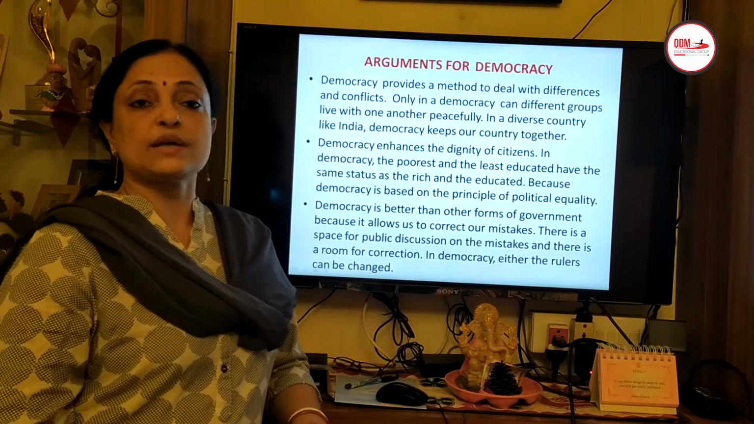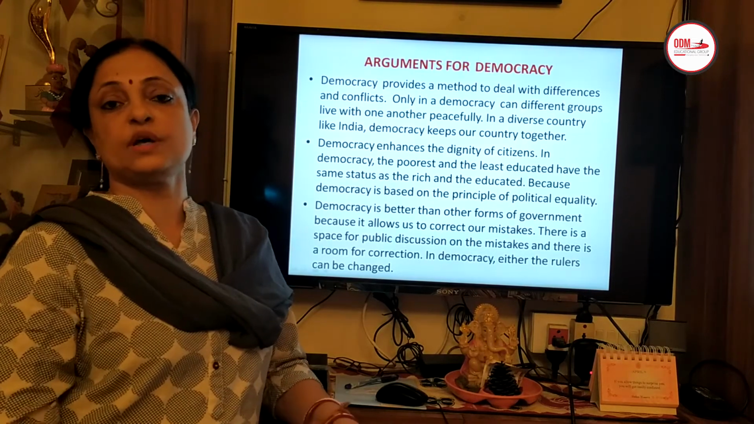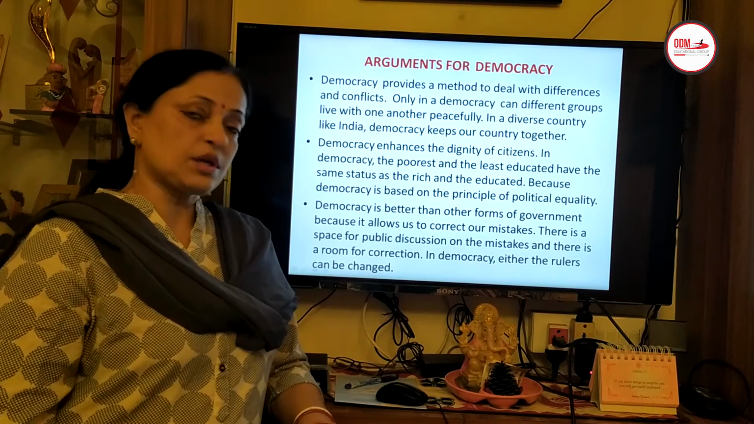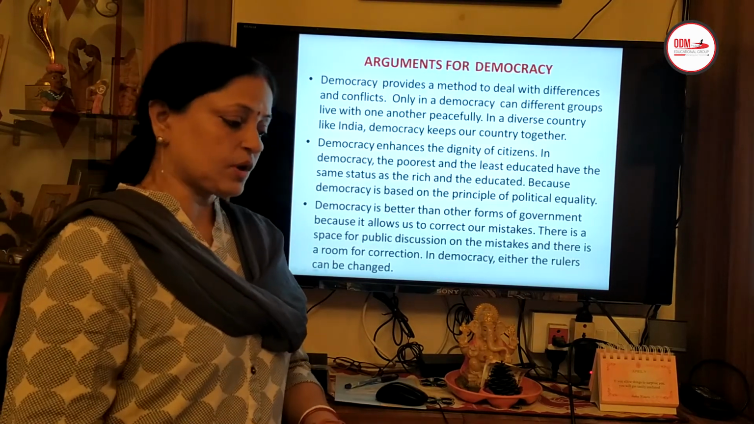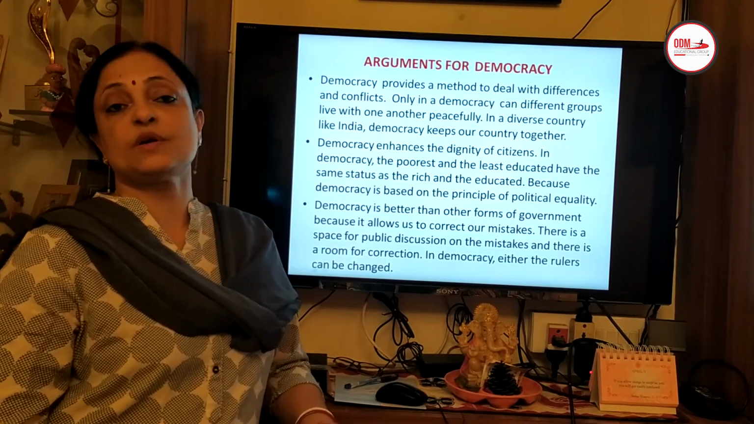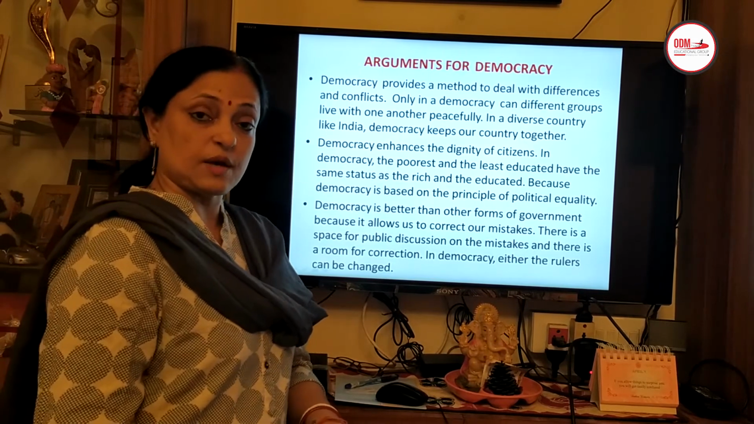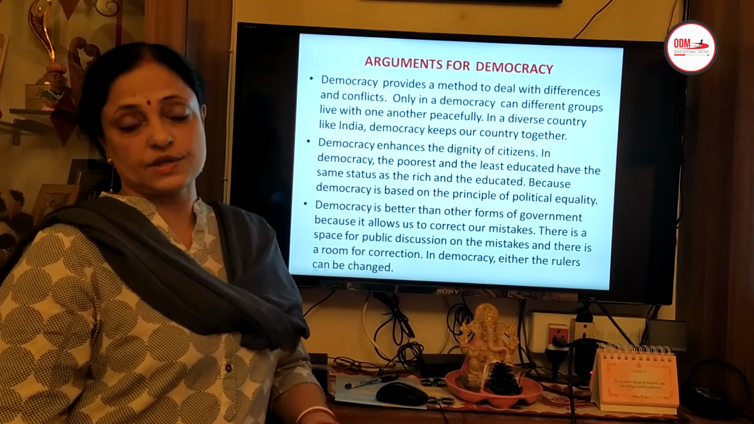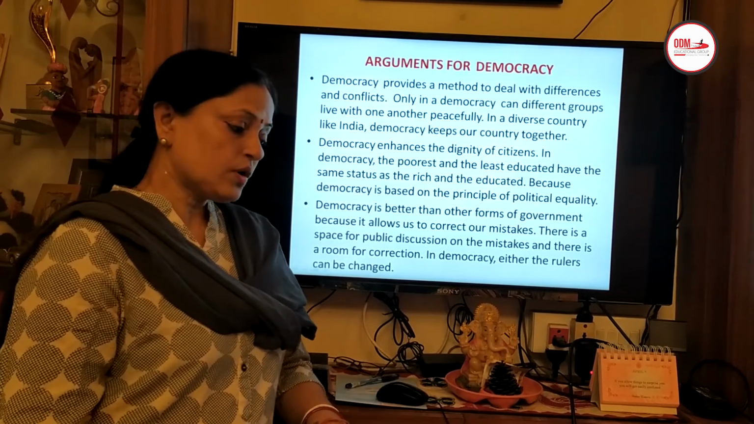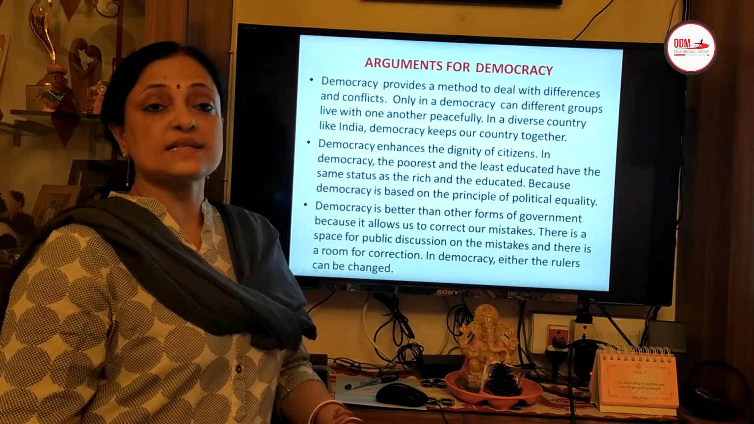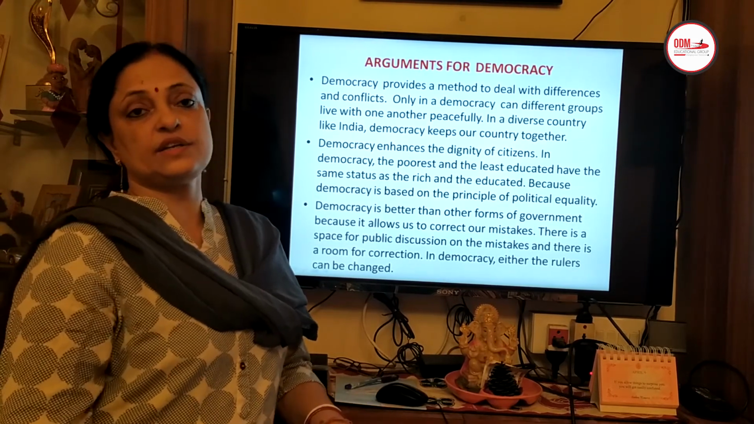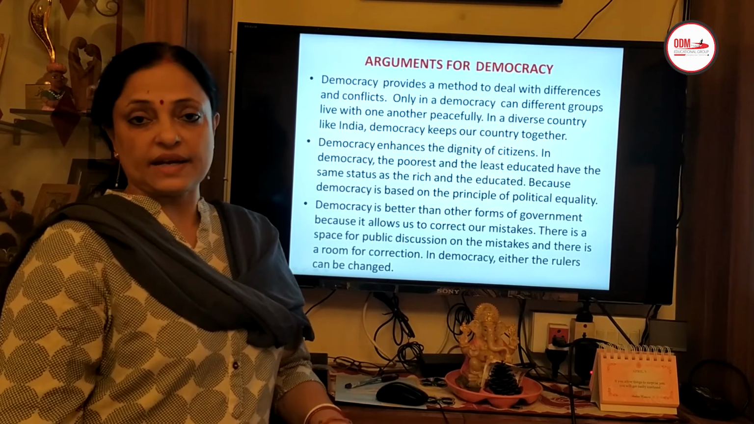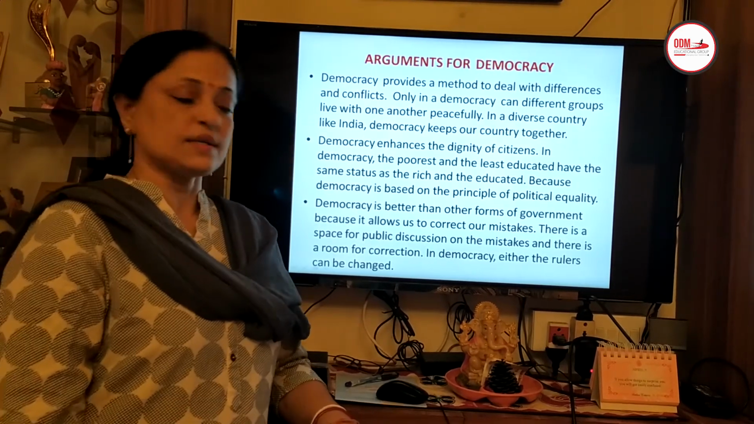Also, there is no discrimination between the rich and poor, or between the higher and lower sections of people, because it is based on the principle of political equality. That means all people are equal in the eyes of law. So it increases the dignity of the citizen by giving certain basic rights.